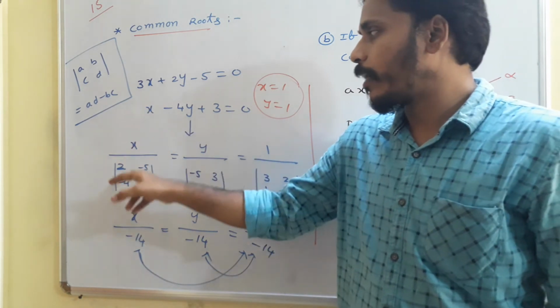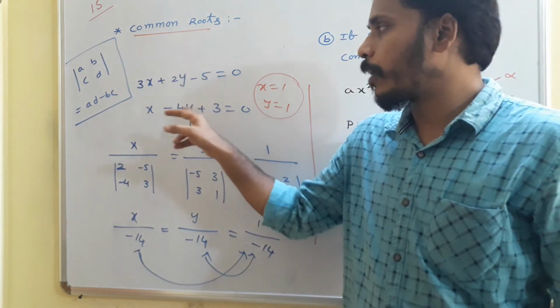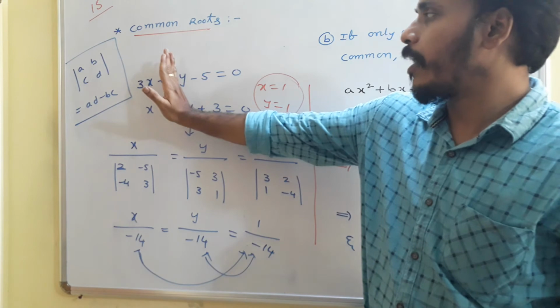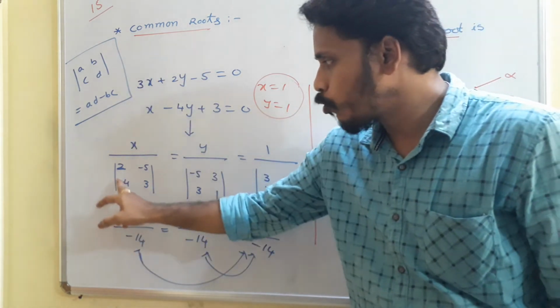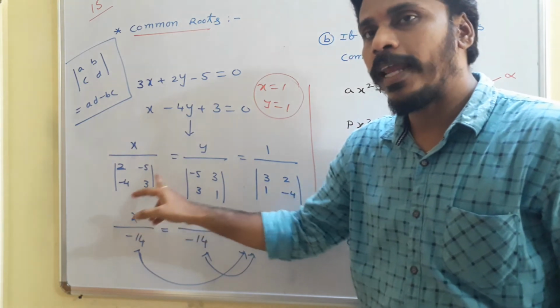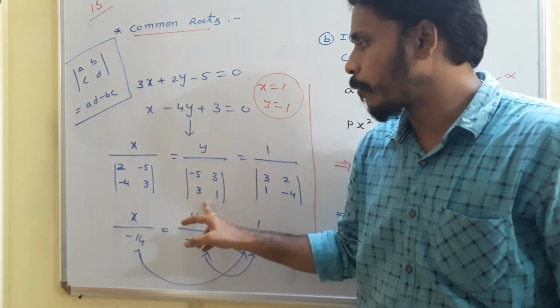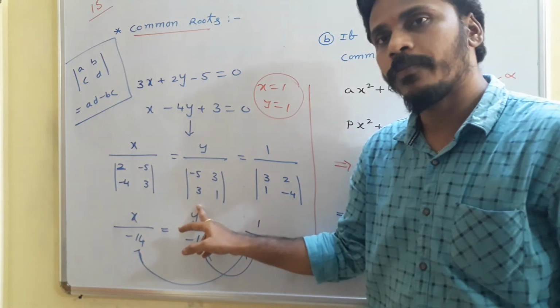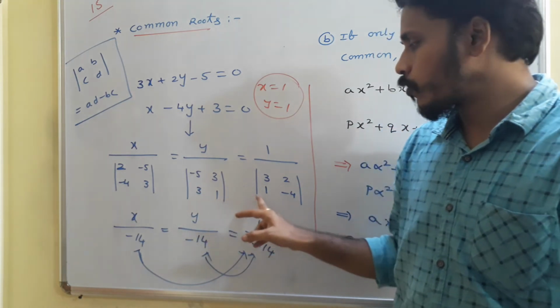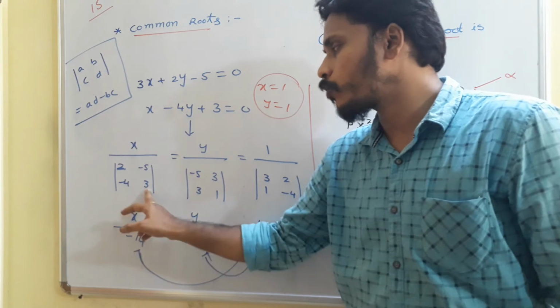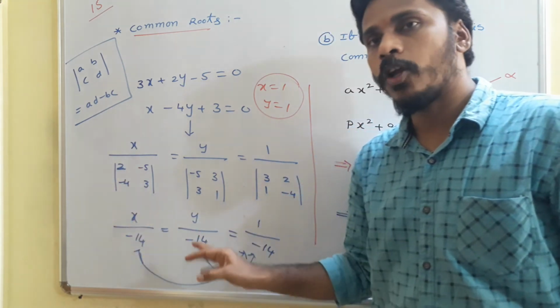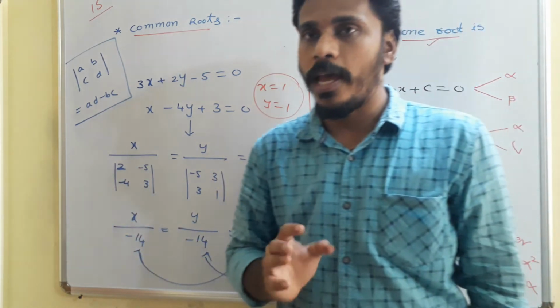X divided by the remaining four coefficients, y divided by, close this y and take these four. Just look there: 2, minus 4, minus 5, 3. The next determinant starts with this minus 5, 3 and ends with 3, 1, and the next one starts with 3, 1, 2, minus 4. Each determinant value we calculate by AD minus BC. From there we have x as 1 and y as 1.